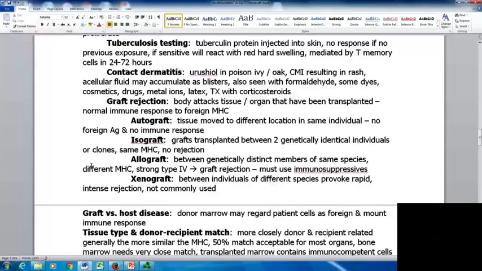An allograft is going to be between genetically distinct members of the same species. So they will have a different MHC, and you have strong type 4 graft rejection. So these individuals must use immunosuppressives. This is a good portion of organ transplants. And then xenografts, these are going to occur between individuals of different species. These provoke rapid, intense rejection, so they're not commonly used.